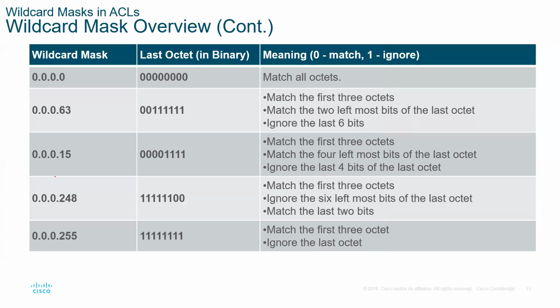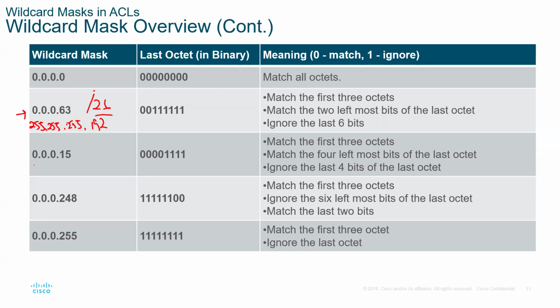Right, so if we're talking about this one, we said the subnet mask here is 255.255.255, then I have 255 minus 63. I got 192. Okay, that's a slash 26. So this is a slash 26 network, which gives us this wildcard mask.